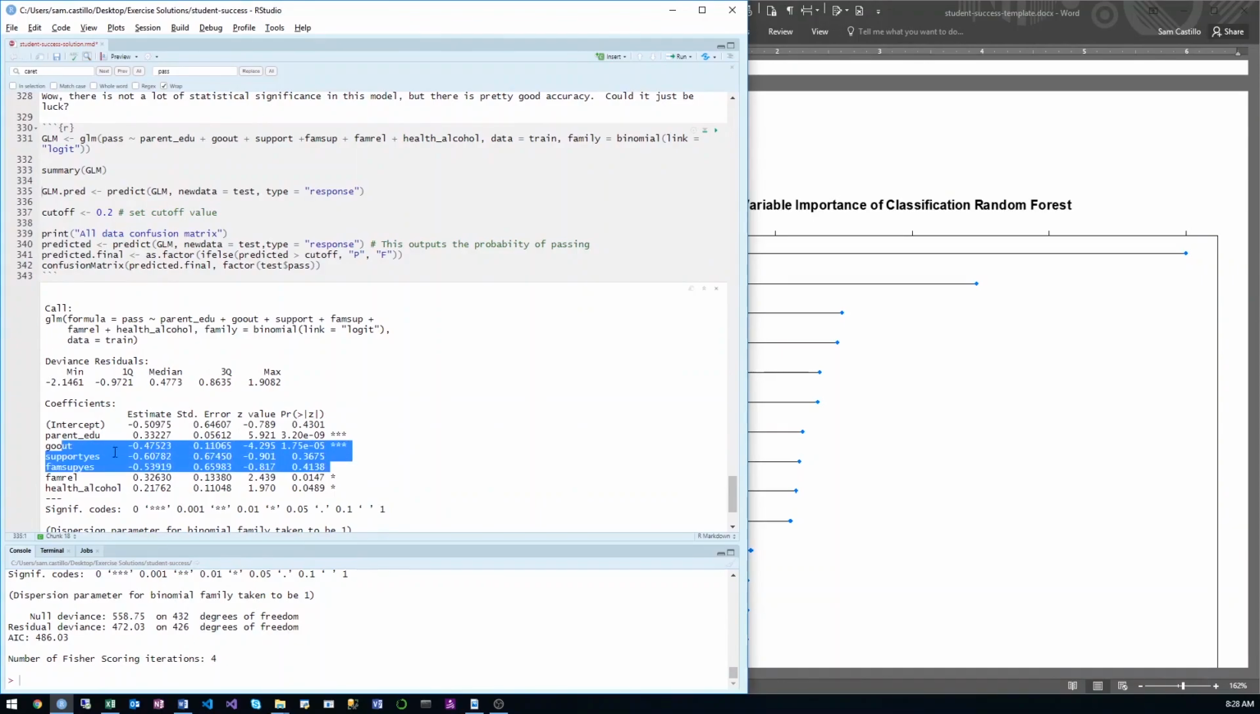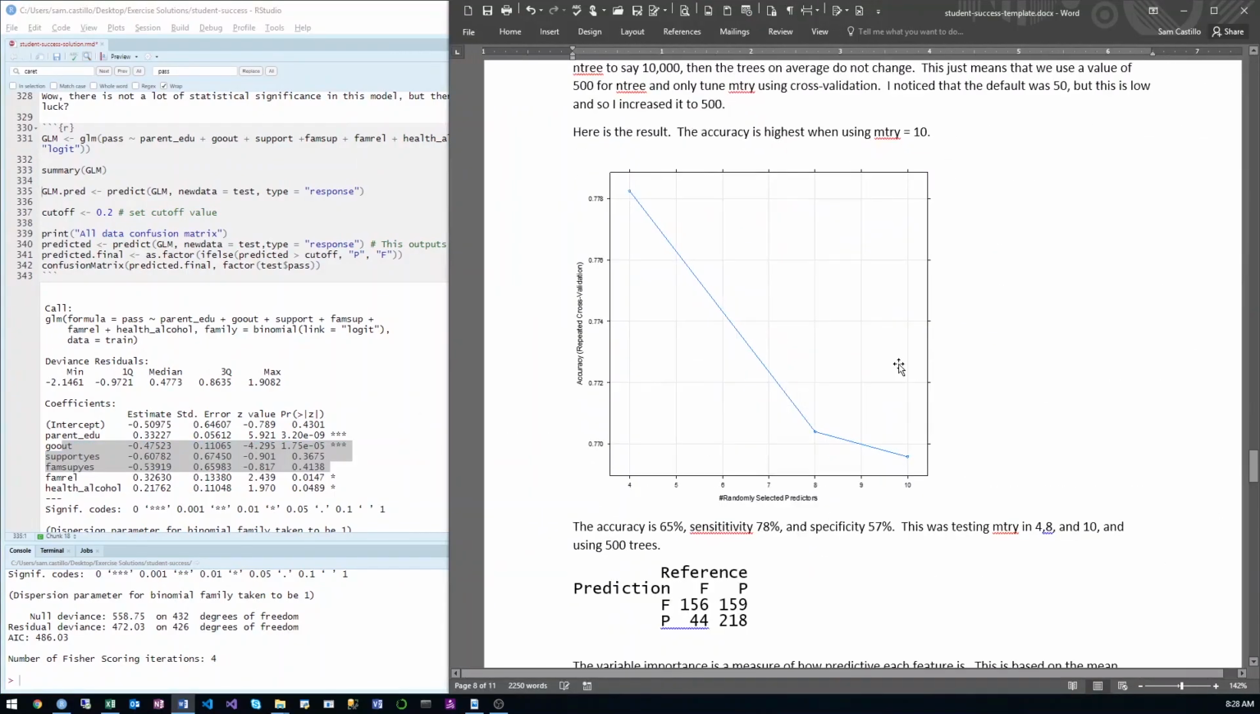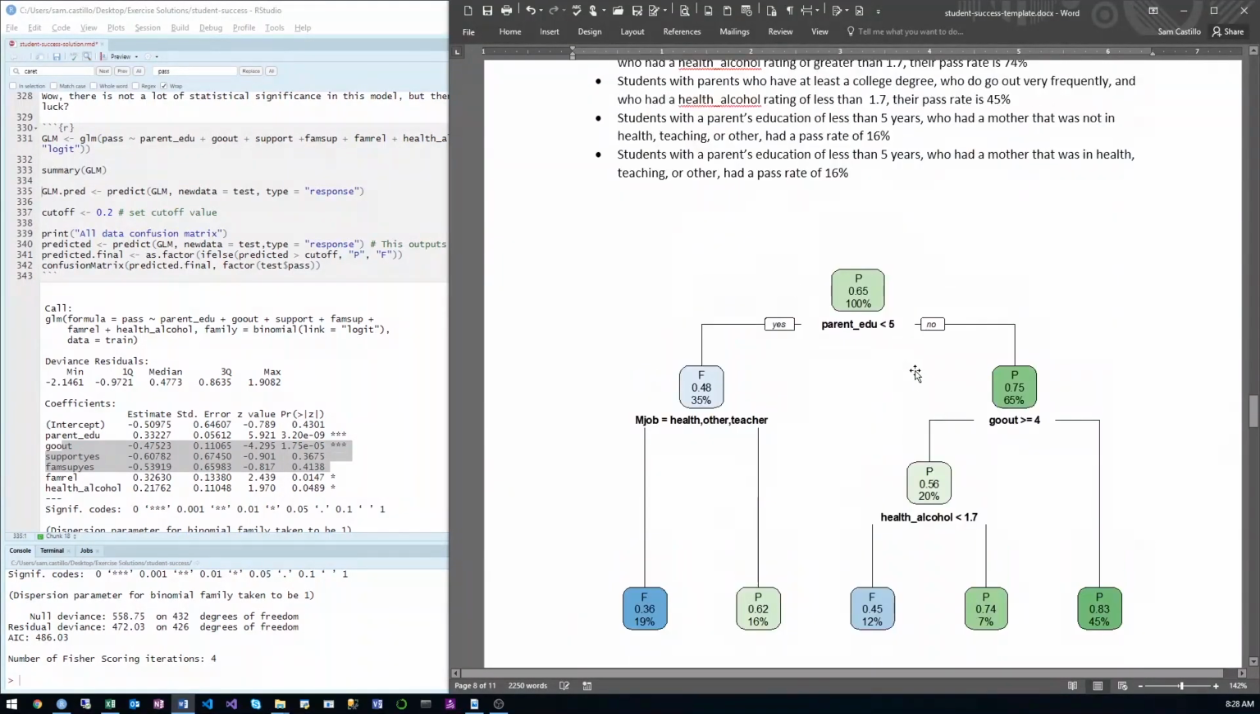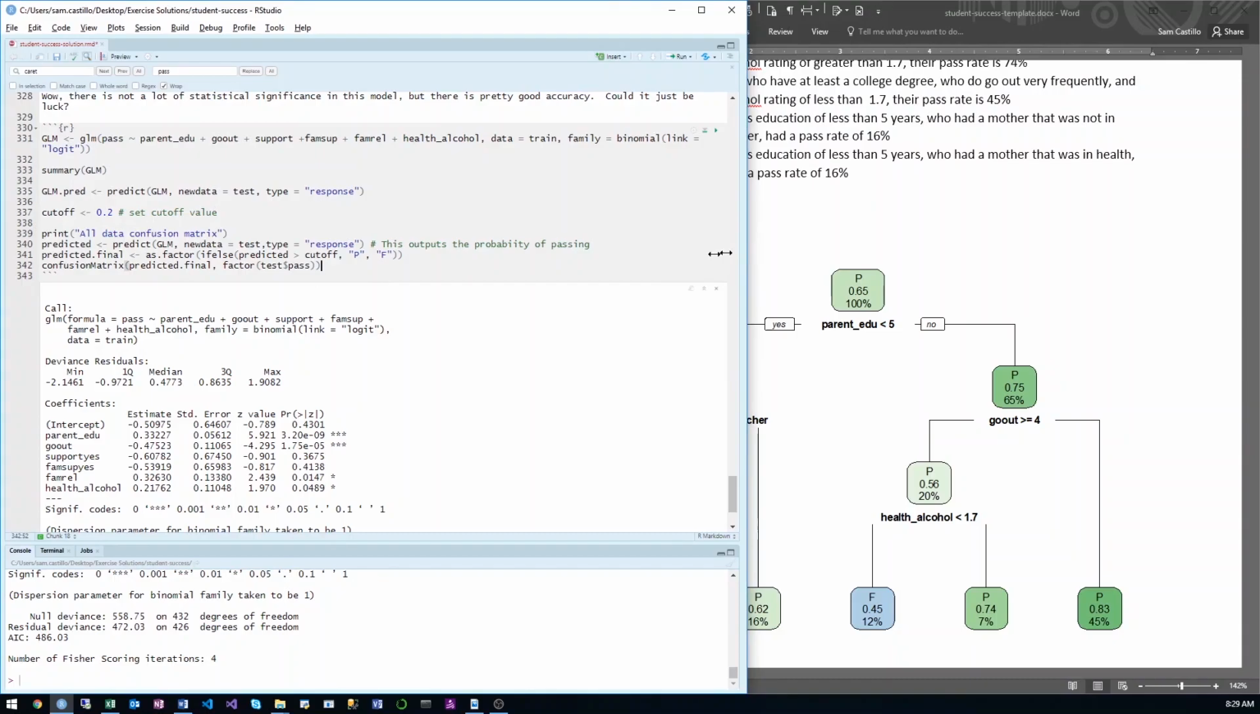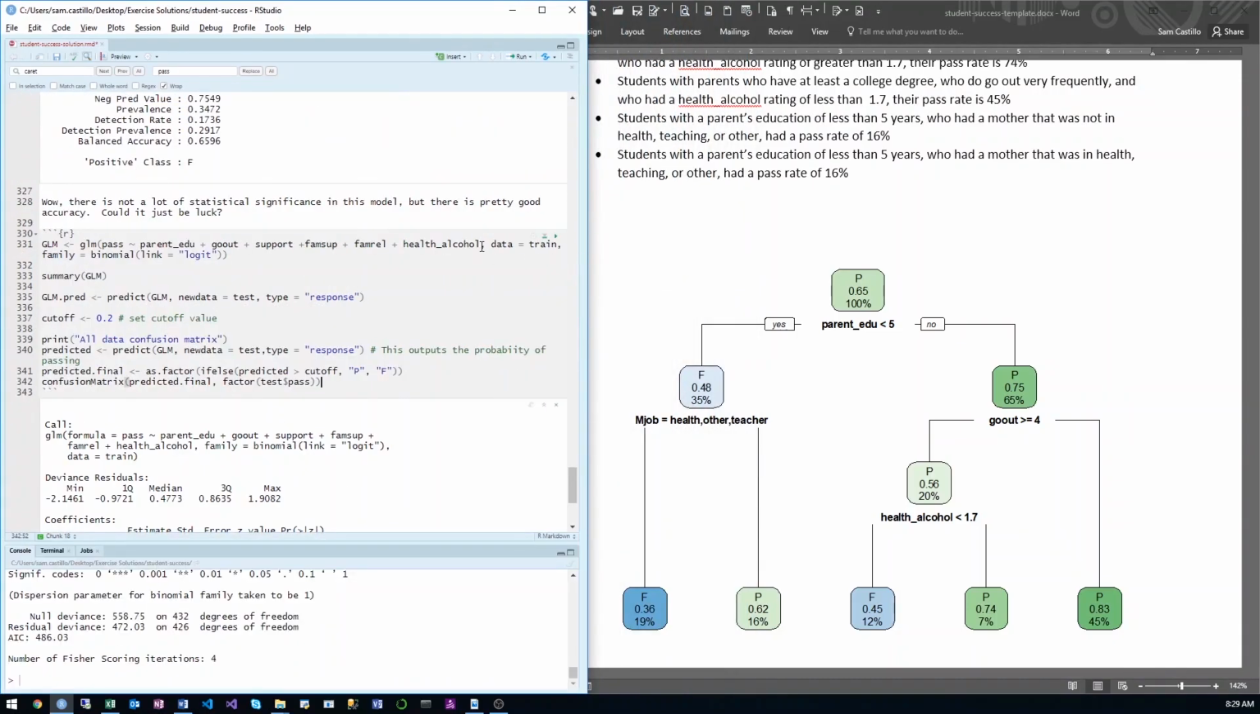Let's also create some interactions. If you look at the decision tree, you can actually tell where the interactions are, because this is asking, is parent edu greater than 5? Do they go out, right? Do they have health alcohol? So these are related to each other, which means that they're interacting. So we can add interactions between parent edu, go out, and health. Well, go out and health alcohol.